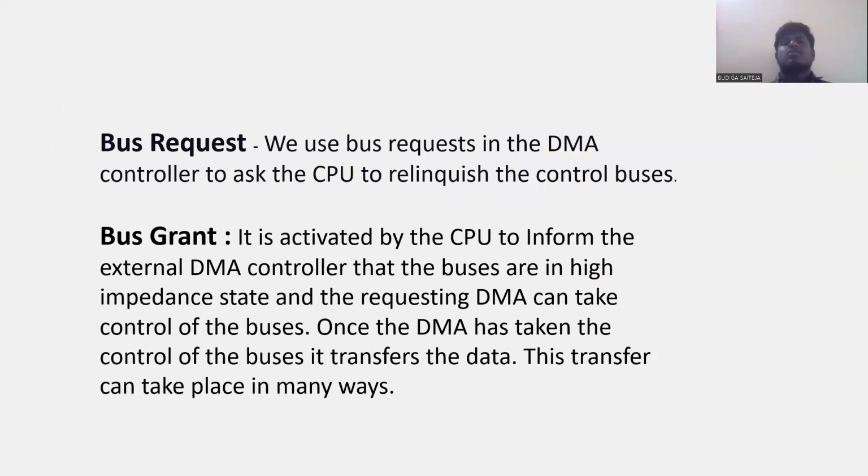Bus request: we use bus request in the direct memory access control to ask the CPU to relinquish the control of the buses. The other one is bus grant. It is activated by the CPU to inform the external DMA controller that the buses are in high impedance state, and the requesting DMA can take control of the buses. Once the direct memory access has taken the control of the buses, it transfers data. This transfer can take place in many ways.